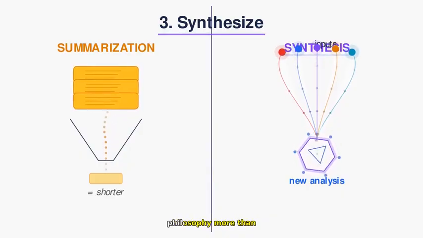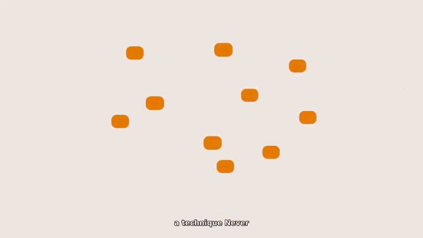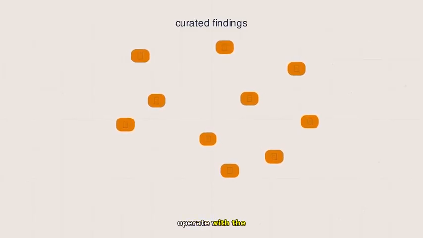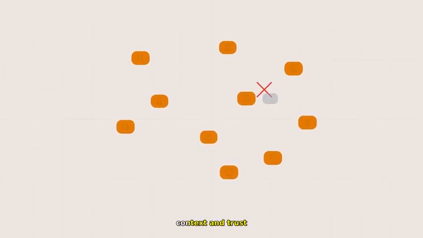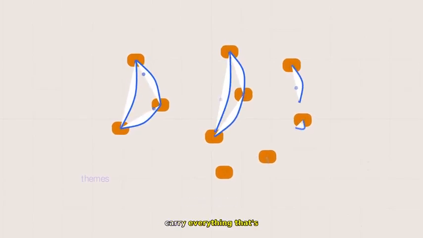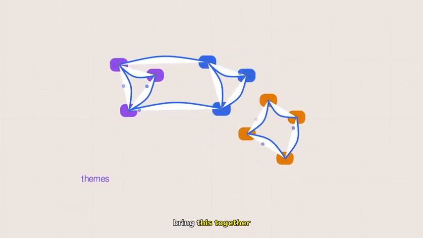This is a design philosophy more than a technique. Never accumulate if you can scope. Design every stage to operate with the minimum possible preserved context, and trust that the I/O contracts between stages carry everything that's truly needed. Let's bring this together.